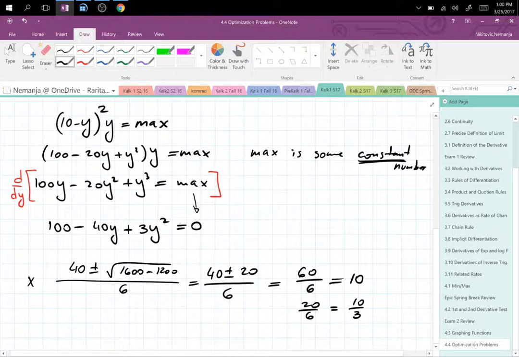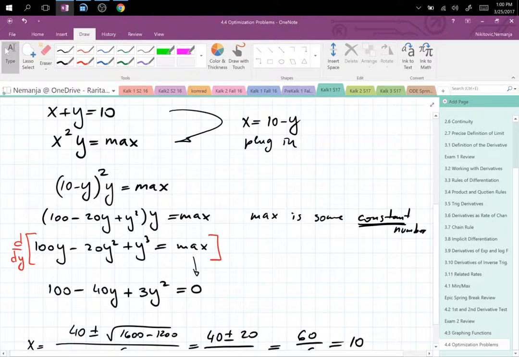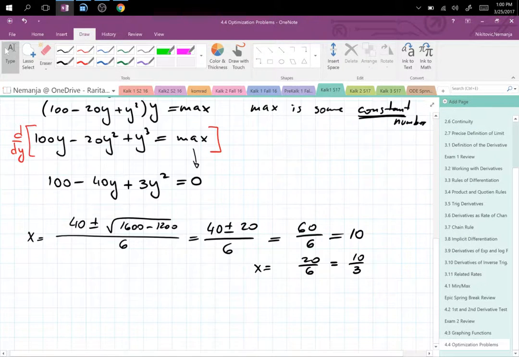So x is one of these two values. Now we would like to know which one of these is the one, because both of these will produce y. Remember that we have an equation that says x equals 10 minus y, right? So, no, these are y's, sorry. They're not x's, these are y's. So x is equal to 10 minus y.